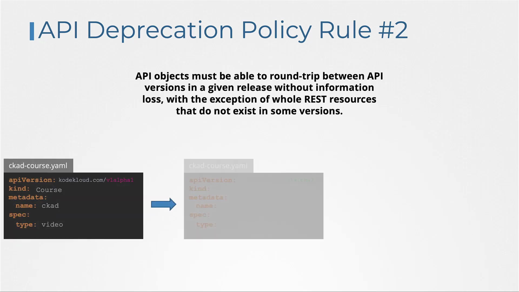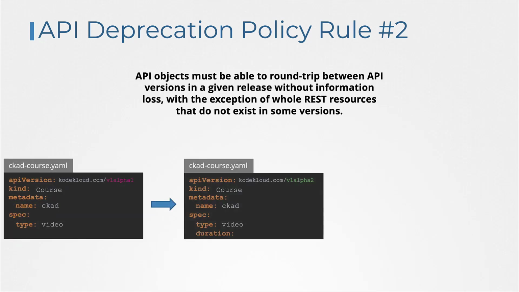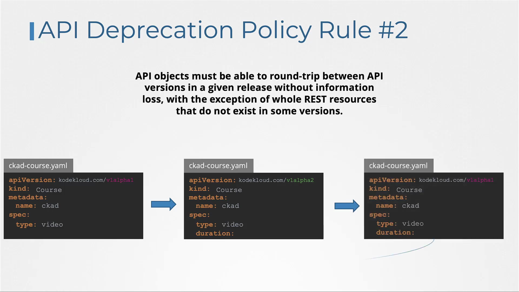For example, we have a course object in V1 Alpha 1. It has a spec field called type set to video. This is then converted to V1 Alpha 2. With V1 Alpha 2, we introduced a new field called duration. This field was not there in V1 Alpha 1. When we now convert this back to V1 Alpha 1, it will now have the new field, but the original one didn't. So we must add an equivalent field in V1 Alpha 1 version so that the converted V1 Alpha 1 matches the original V1 Alpha 1 version.